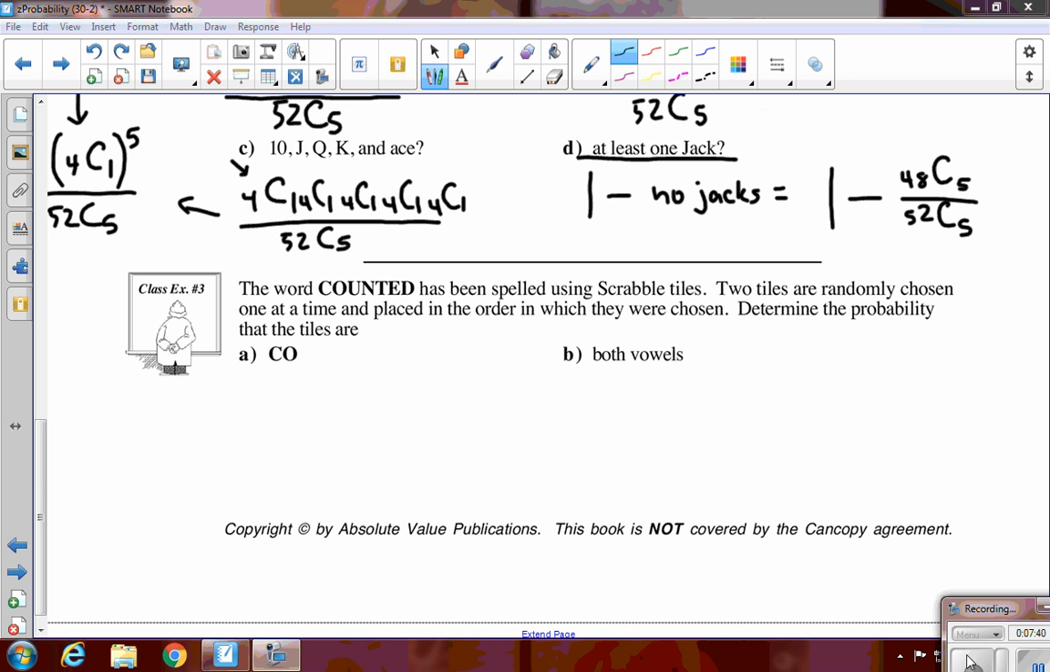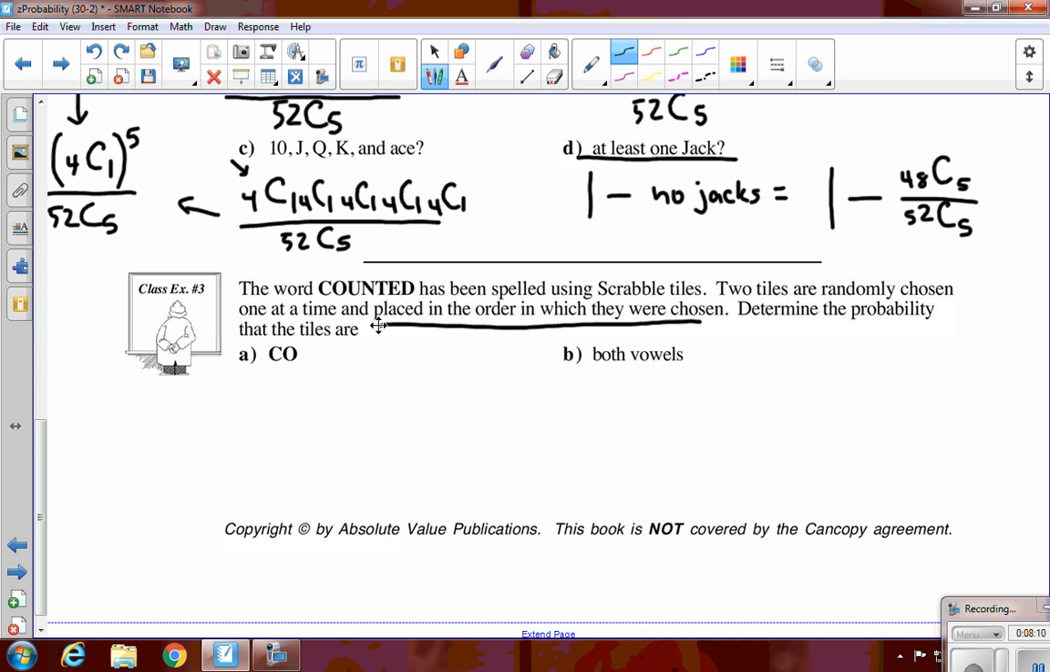All right, the word counted has been spelled in Scrabble tiles, because that's how bored we are. And Kayla just walked in. Hello, Kayla. 2 tiles are randomly chosen at one time and placed in the order in which they're chosen. So right here, this is saying order is important. So we're talking of a permutation. So we either use a permutation or we can use the fundamental counting principle. Determine the probability that these tiles come out and they say CO. So it has to be in that order.